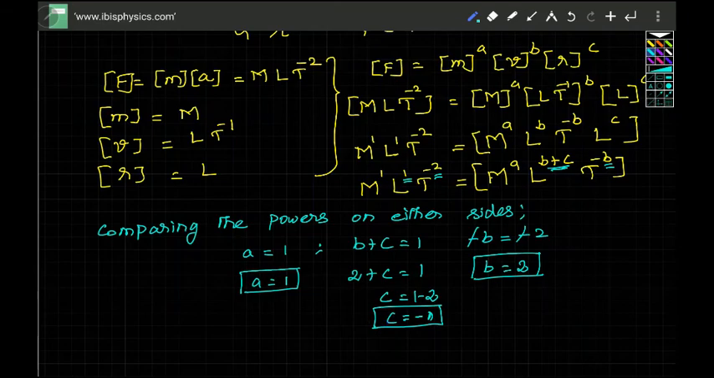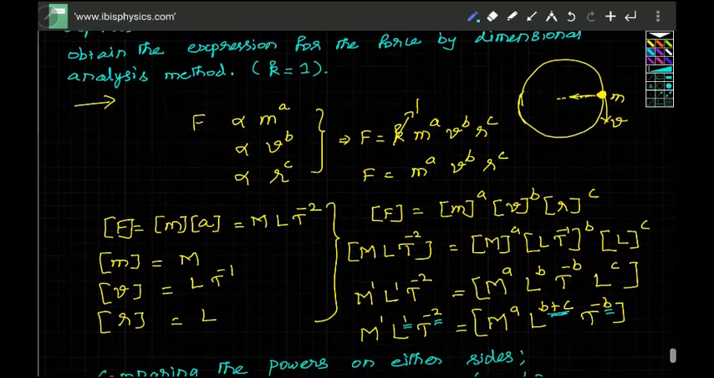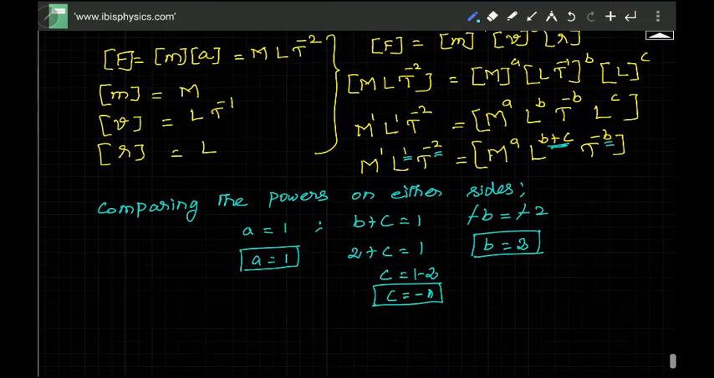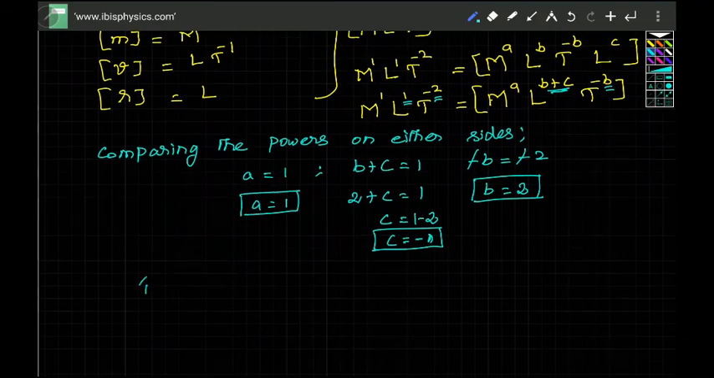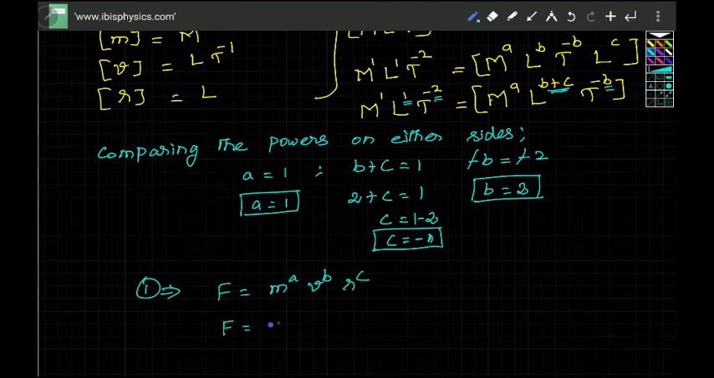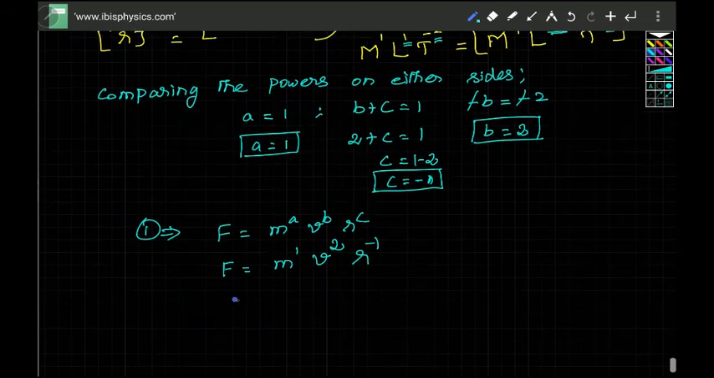So substitute these values back into equation number 1. The first equation, F is equal to M power A, V power B, R power C, becomes F is equal to M power 1, V power 2, and R power minus 1. So F is equal to M V square by R.